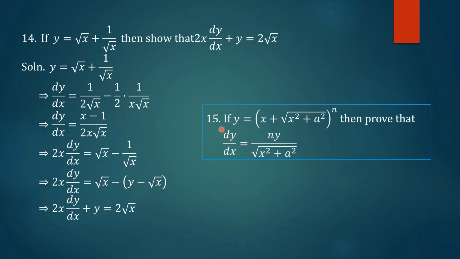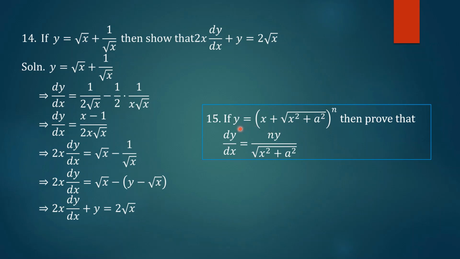This one. If y is equal to this, then prove that dy dx is equal to ny by root over x square plus a square. And this problem is a homework for you. You see the question sincerely. Actually, not a tough question, very simple question.